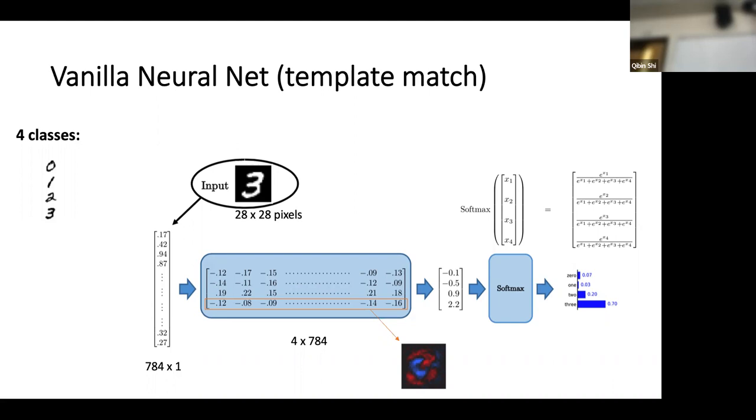Then what we get after the linear operation is that it's actually doing a calculation between this input data and the four rows.